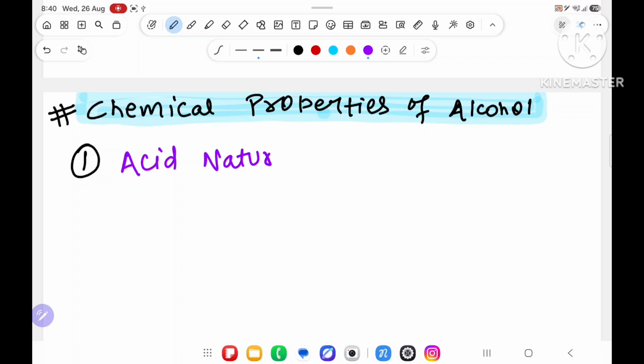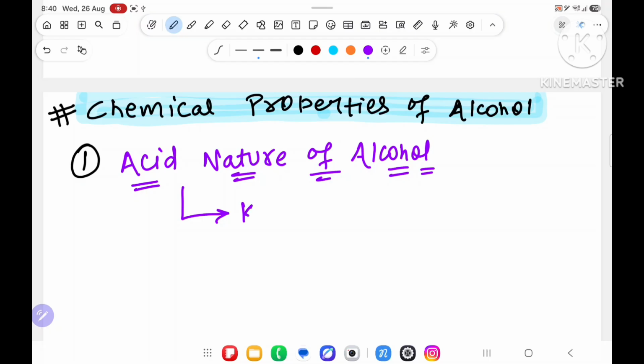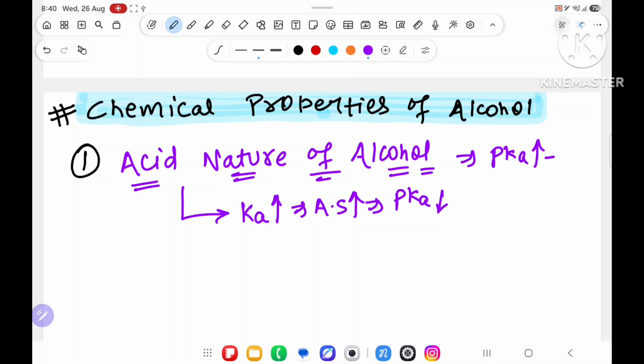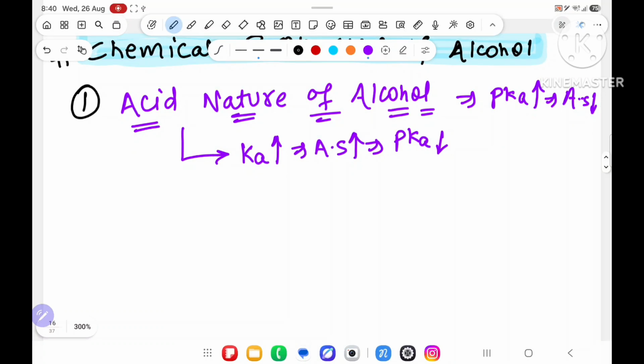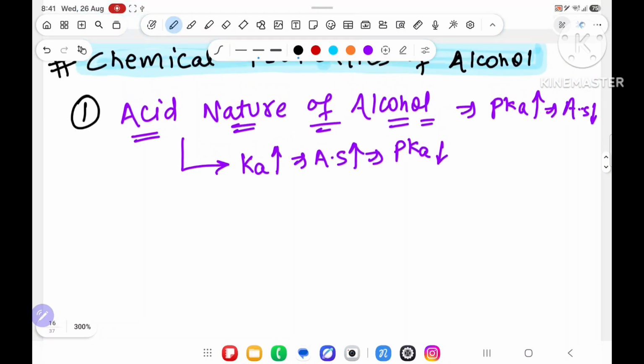Acidic nature of alcohol. Now before knowing acidic nature, you know that if Ka value increases, acidic strength increases and pKa value decreases. Means we can say that if more is the pKa value, less is the acidic strength. Any problem? No sir. You have already studied these things. Now after dictating this, we are going to see the chemical properties, acidic nature of alcohol.